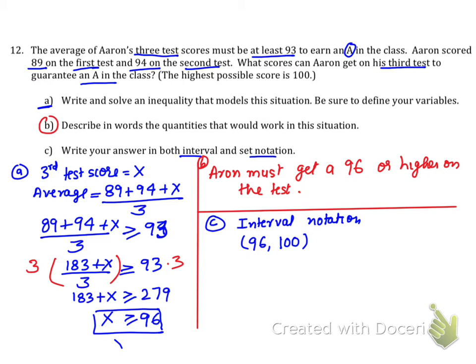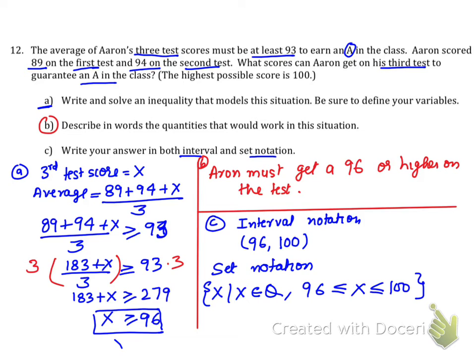That's the interval notation. And if I have to do the set notation, that's going to be x. You start the curly bracket such that x belongs to Q here, and then that's going to be 96 less than or equal to x, less than or equal to 100. All right, so that's our set notation here. And then let's move to the next question.